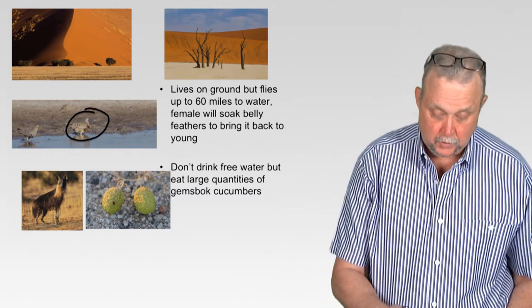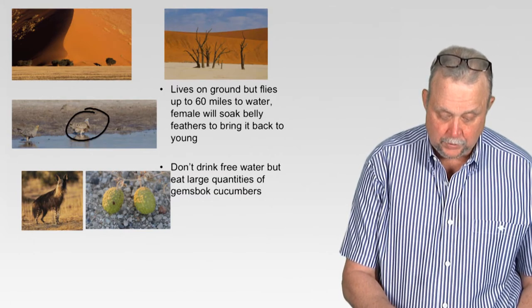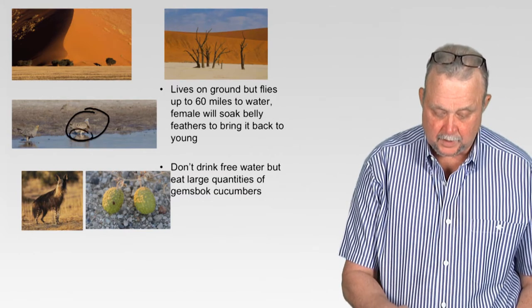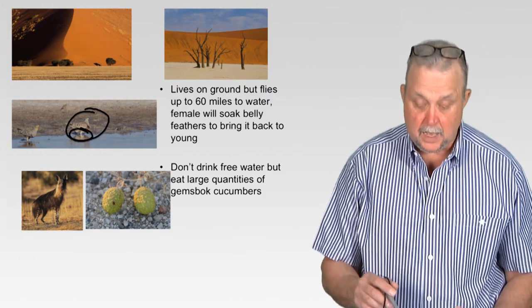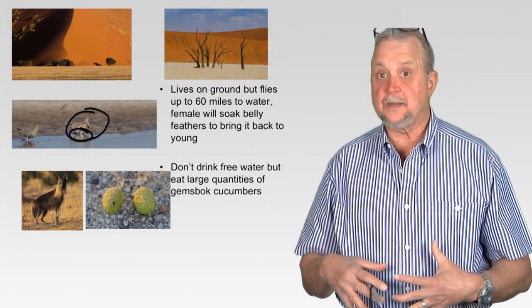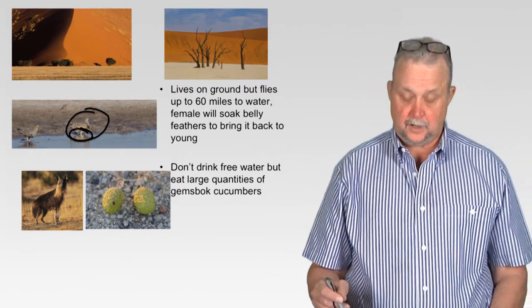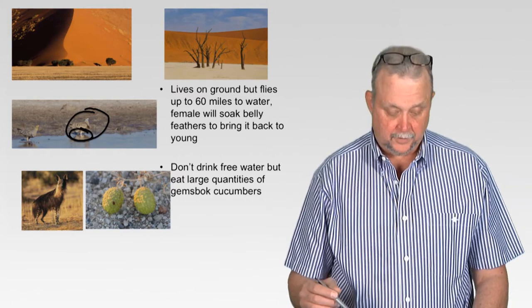So what they will do is come back to the water and they will dip themselves, and that's what this female is doing right now. She will dip down with those feathers extended, and the feathers will get all wet. She'll fly back and their young will actually drink the water off of her feathers.